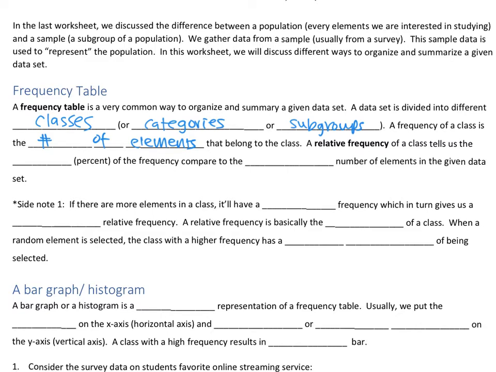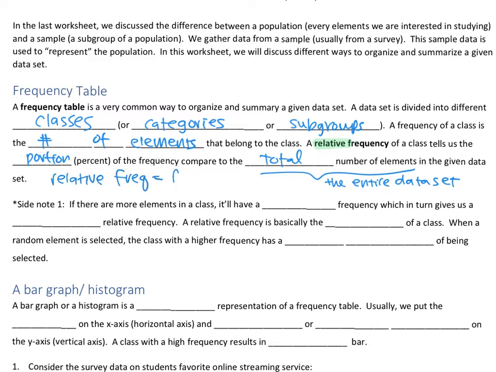A relative frequency, I'm going to highlight relative. Relative frequency just means it's a portion or percent of the frequency compared to the whole total number of elements in the given data. So this is like the whole sample, the entire data set. So I just want to see what percent of the data set is in the particular class. So frequency is how many elements are in the particular class, and relative frequency is just frequency divided by the total number of elements.